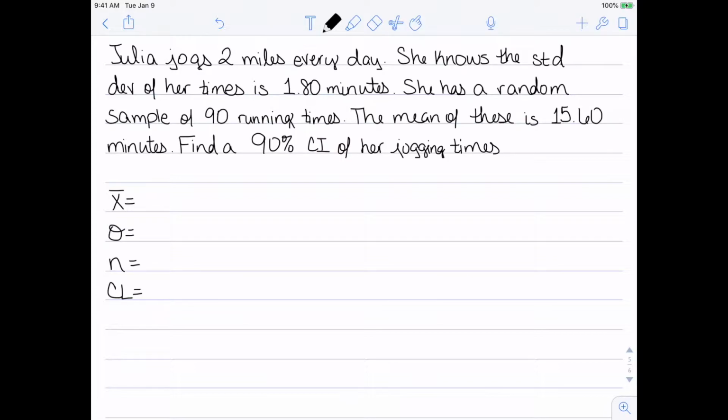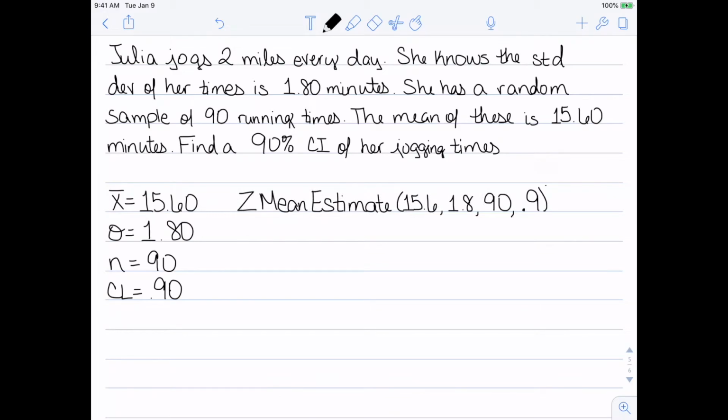So we start by gathering the four numbers that we need, the sample mean, population standard deviation, sample size, and confidence level. We can see that the mean of her times was 15.6, so that's x bar. It also says the standard deviation of her times is 1.8 minutes, so that's sigma. We have that the sample is 90 running times, so there's n. And finally, our confidence level, we want a 90% confidence interval. Now that we have that, we have everything we need for our calculator command. Once again, we'll use the z-mean estimate with our sample mean, standard deviation, sample size, and confidence level.